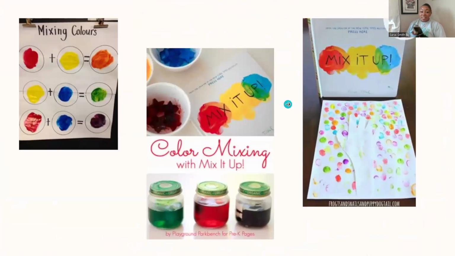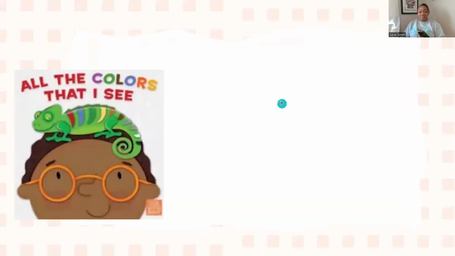Examples of how you can connect the stories you're reading to actual activities. Mix It Up, having kids, giving them a blank canvas, tracing their hand, and saying, go for it. You have all these different colors of paint. Let me see what you do with them. And the middle one, color mixing, allowing you to do a science experiment with your kids so they and yourself can see what color makes what when mixed together.